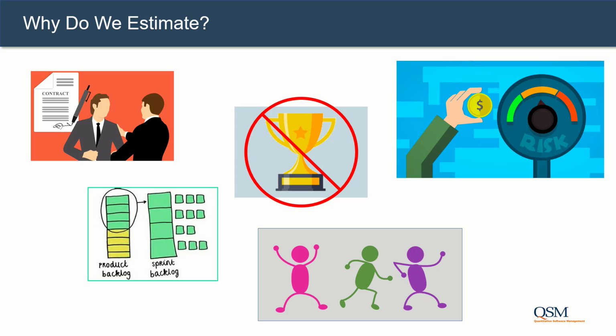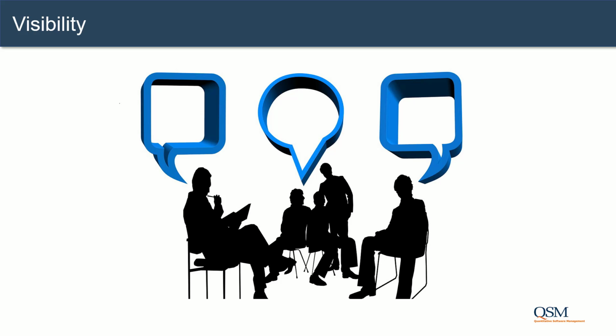Often, the purpose of the estimate drives the estimation approach. A key function of estimation is to provide visibility. A good process prompts you to ask questions, thereby bringing misconceptions and risks out into the open, and making sure everyone understands and agrees what they've been asked to do.